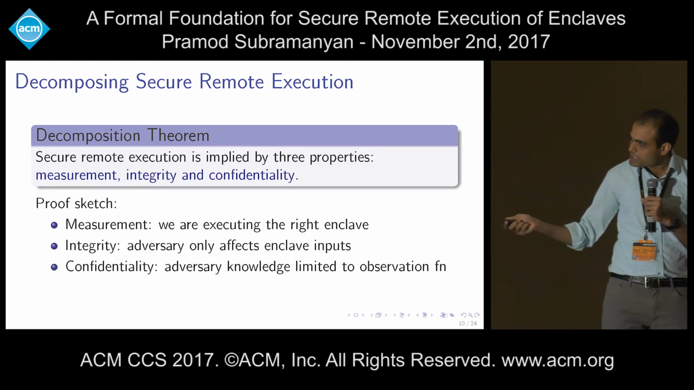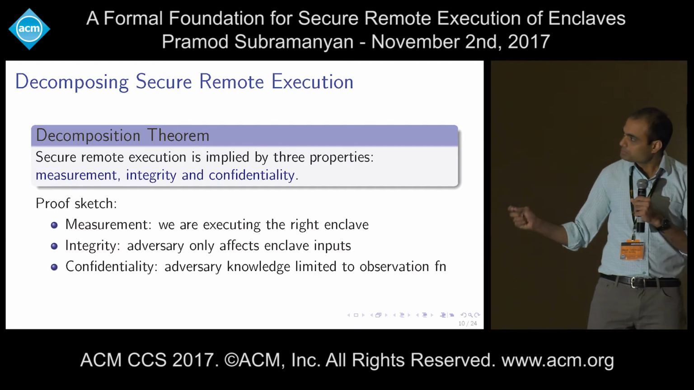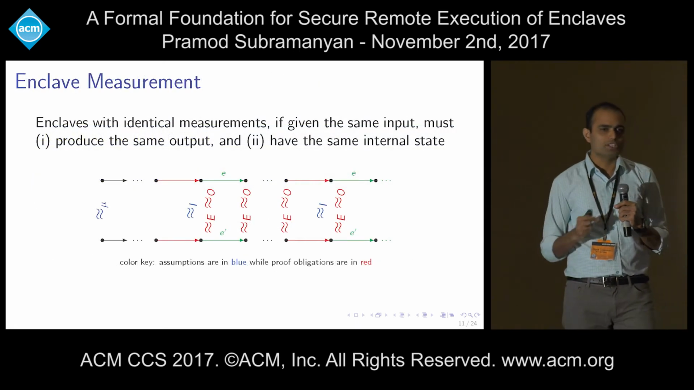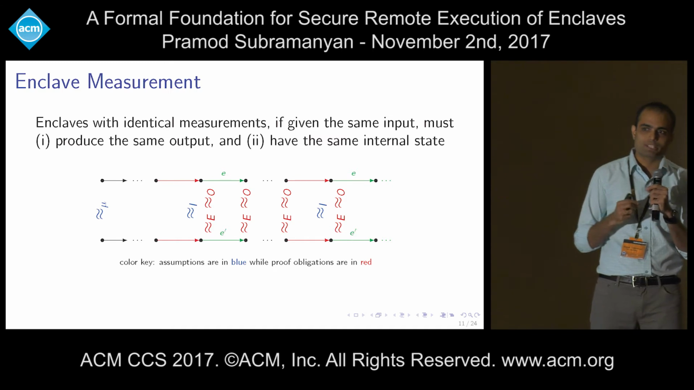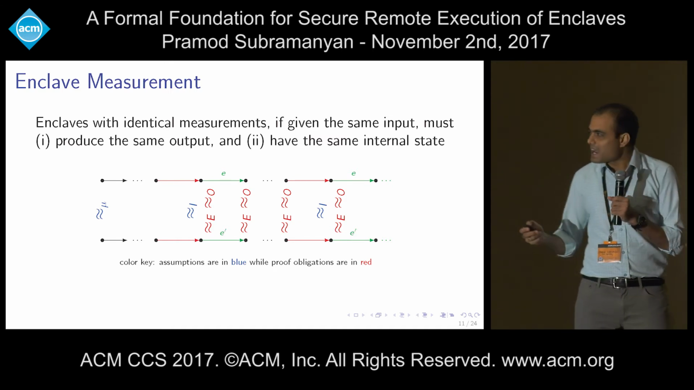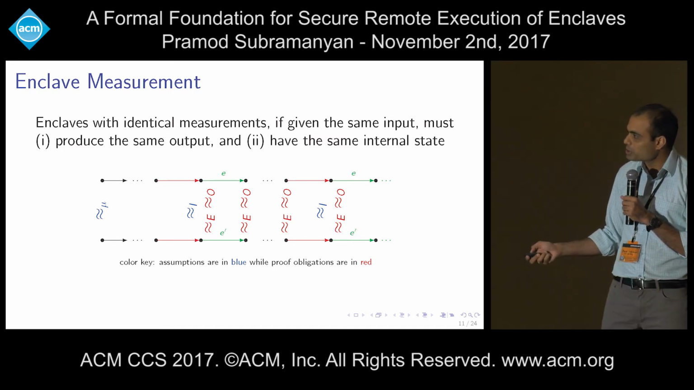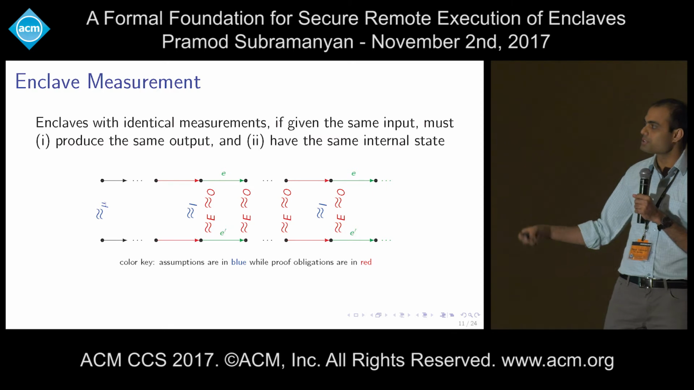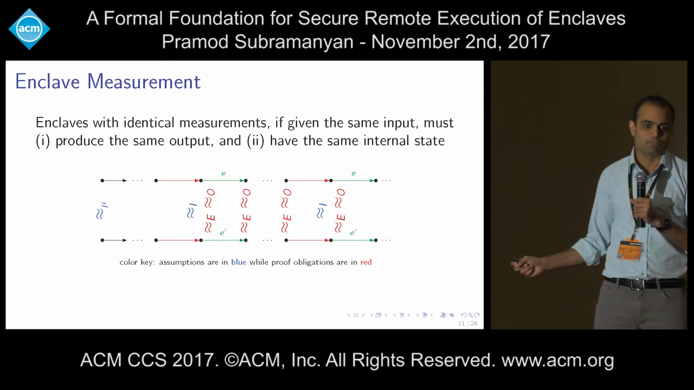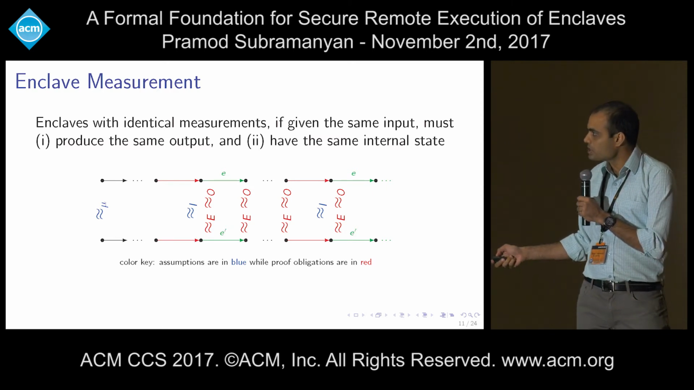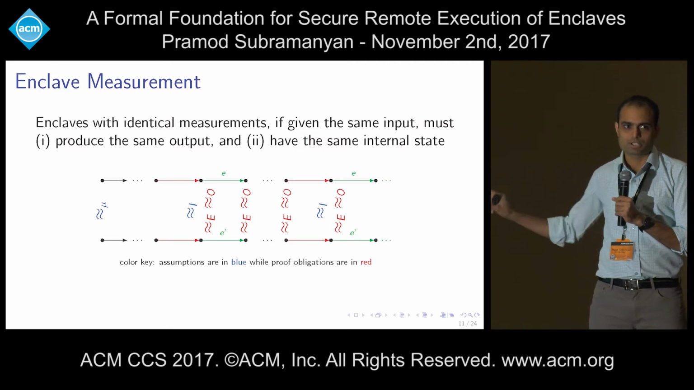I'll describe these properties in a little bit more detail now, but I want to say that all of these properties are instances of a class of properties called observational determinism, and they are described as properties over two traces of a system. There are certain assumptions made about the relation of state variables in these two traces, and we want to show that certain other variables have the same values across these two traces. That is the structure of these properties.